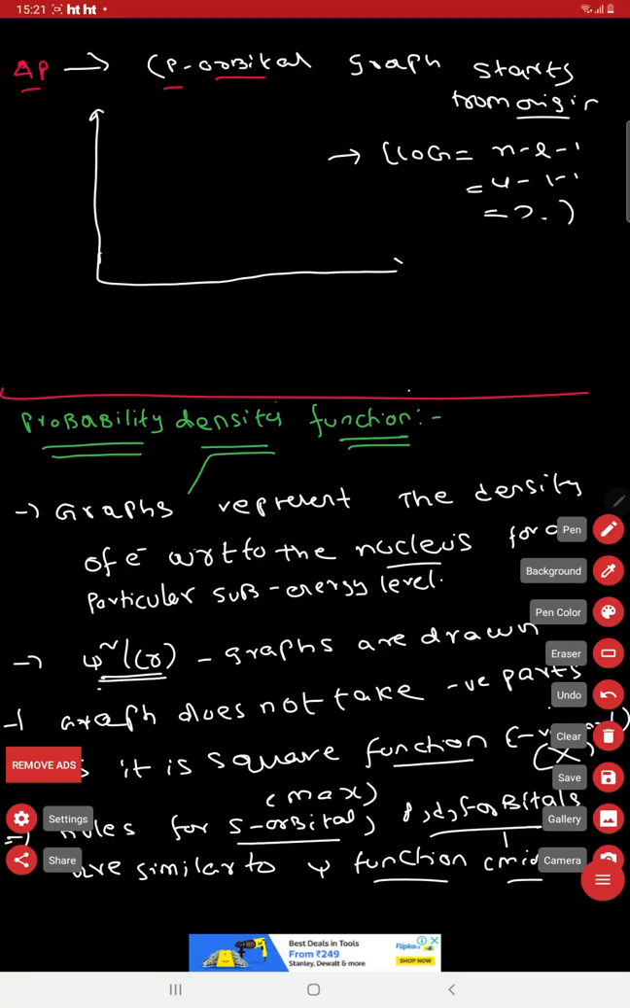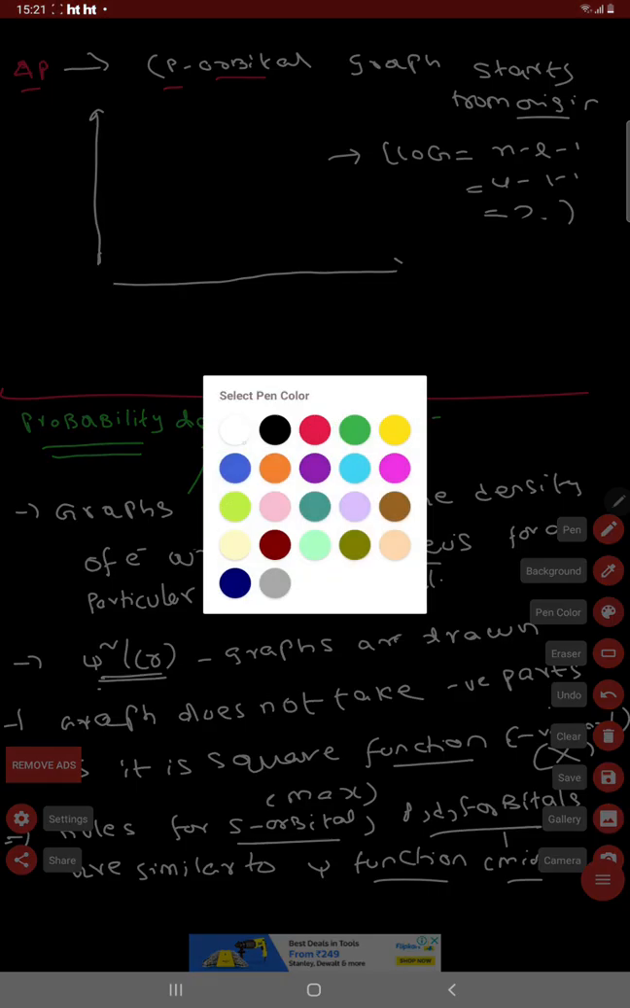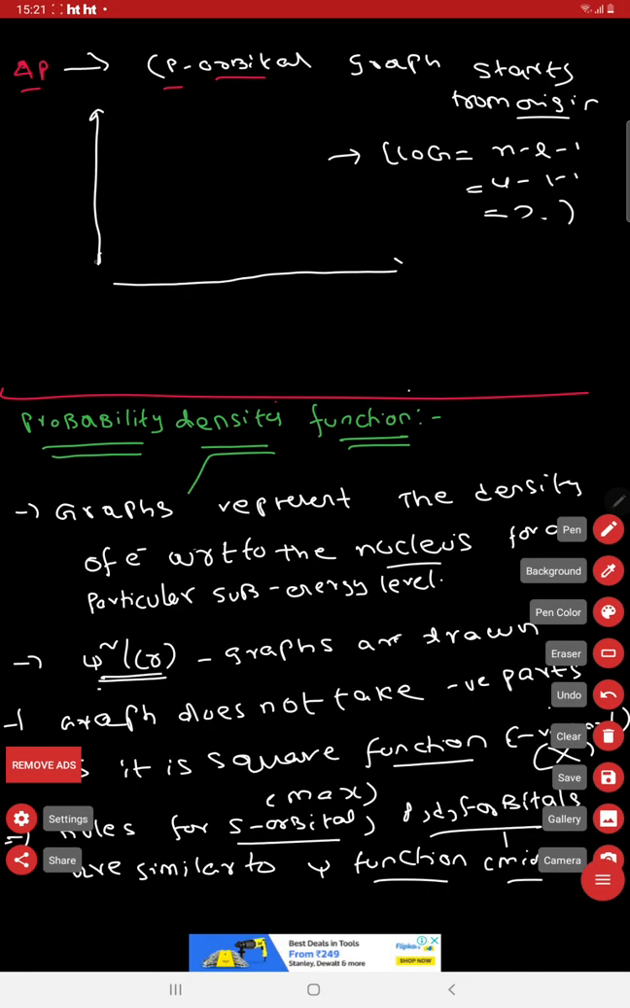The 4p graph. This is part 2, and that's the 4p graph. This is at r equals 0. This is r, and this was psi square.